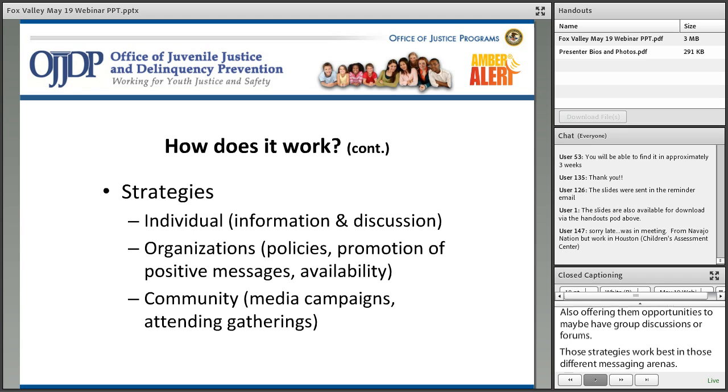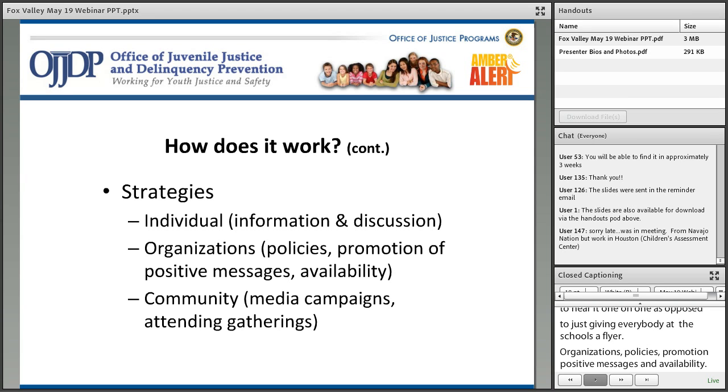Organizations, policies, promotion, positive messages, and availability. Looking at what our organizations are, not only what we want to do, but making sure that it's aligned with our programs and our policies is always important.